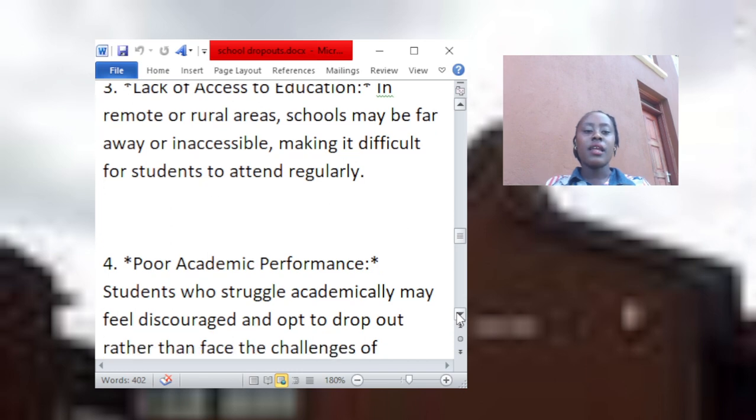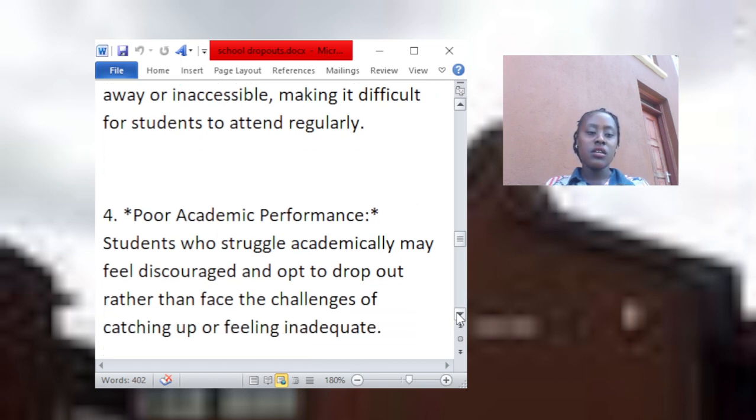Then we have poor academic performance. Students who struggle academically may feel discouraged and opt to drop out rather than face the challenge of catching up or feeling inadequate. In some situations students are always ranked, and whenever we get exams or an exercise, everyone knows who will be the last. So that challenge of not performing well may lead the student to have low self-esteem and opt to drop out of school rather than continue with academics.